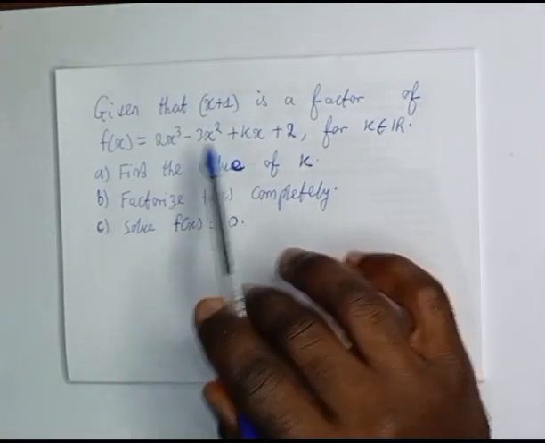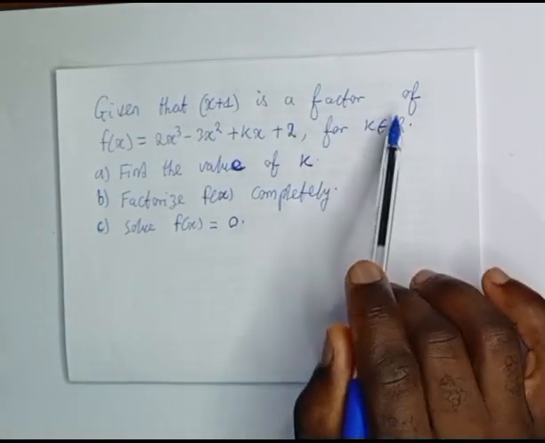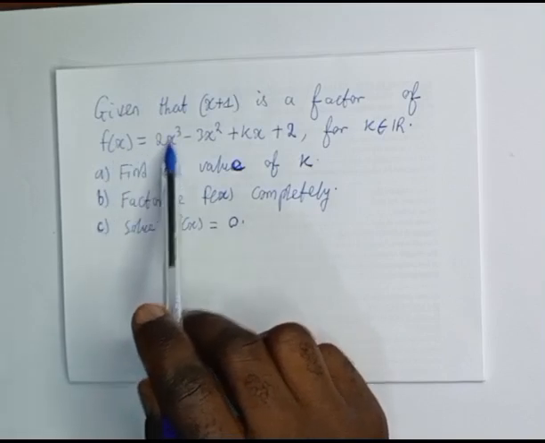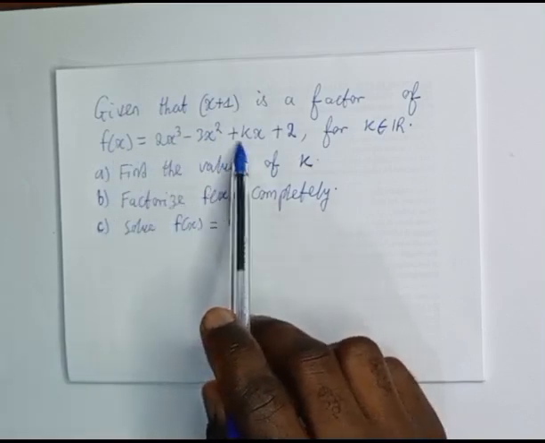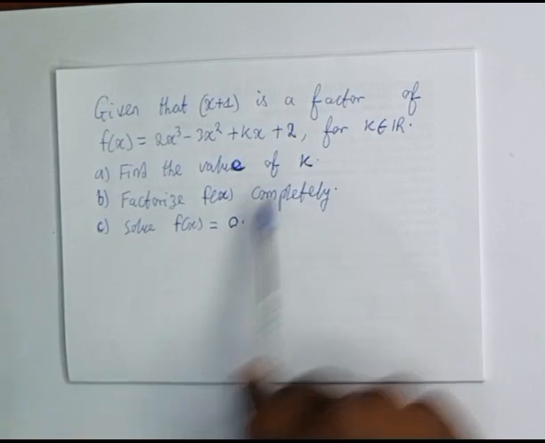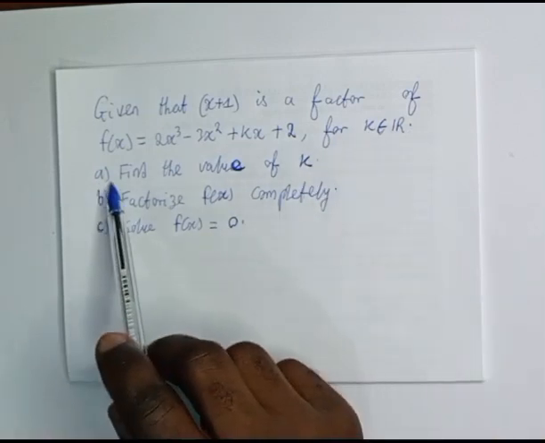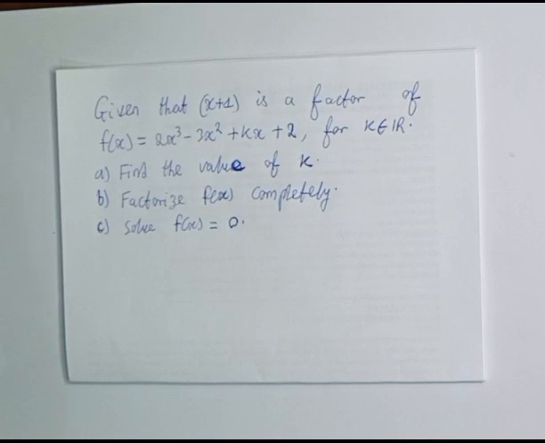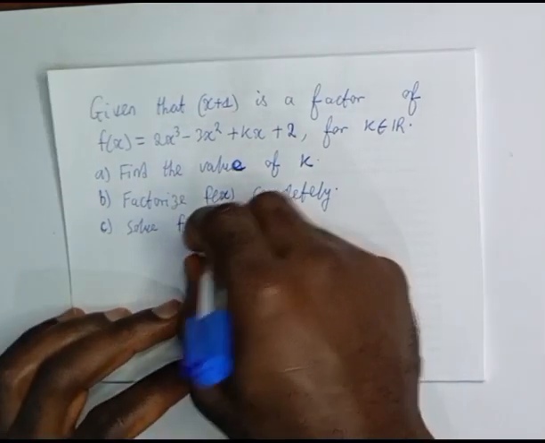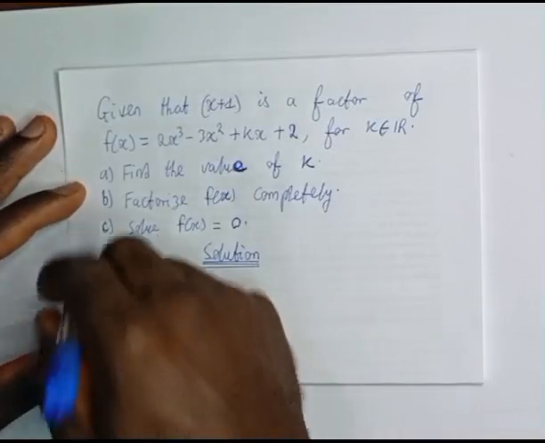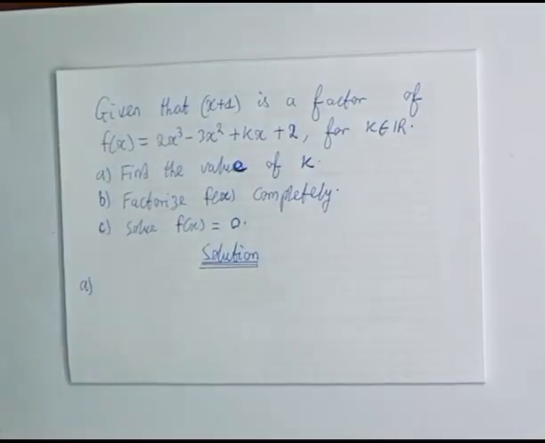Given that x plus 1 is the factor of the polynomial f of x equal to 2x cubed minus 3x squared plus kx plus 2, for k belonging to the set of real numbers, question A says find the value of k. We take the solution. For question A, we are to find the value of k.